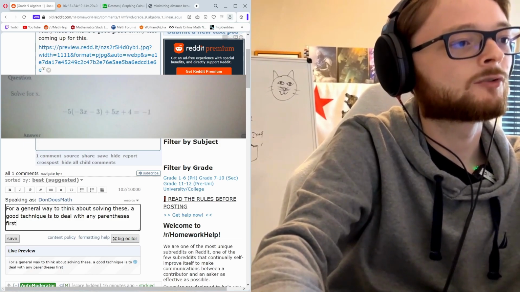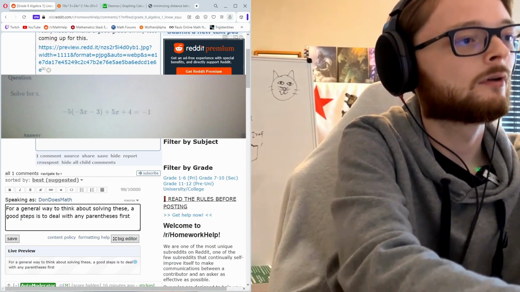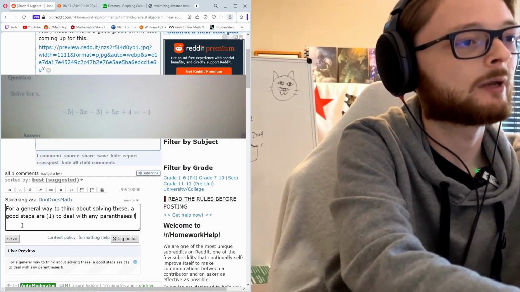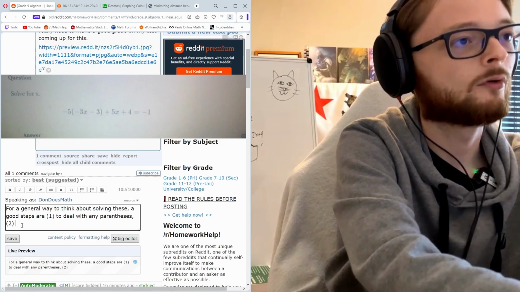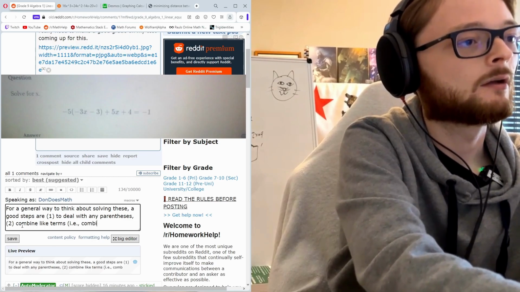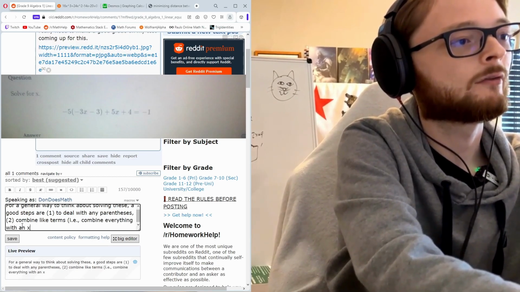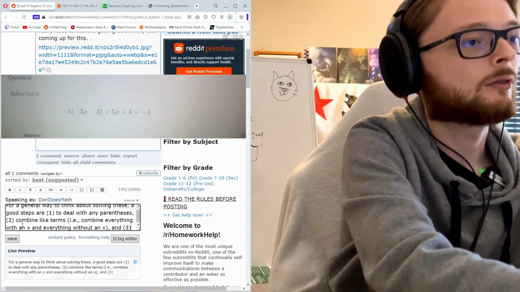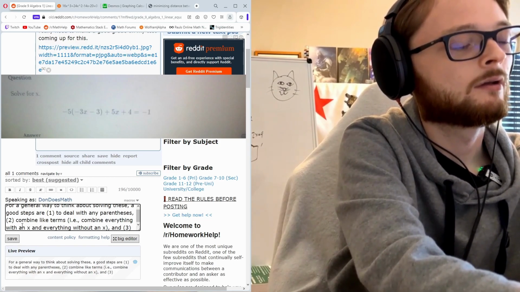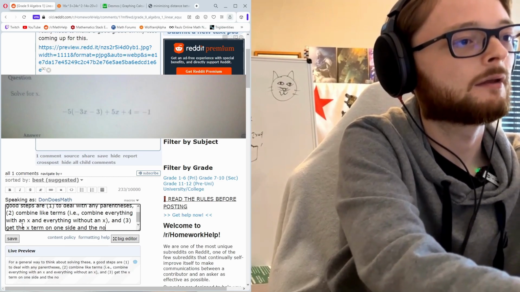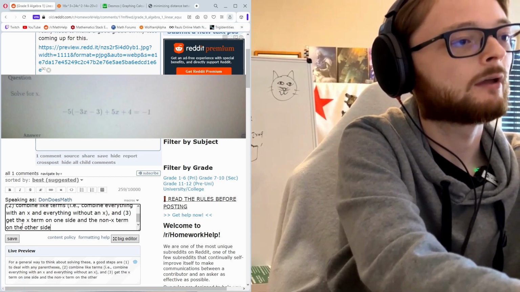Actually, okay. The general steps are: 1, deal with any parentheses. 2, combine like terms, i.e. combine everything with an x and everything without an x. And 3, get the x term on one side and the non-x term on the other side.